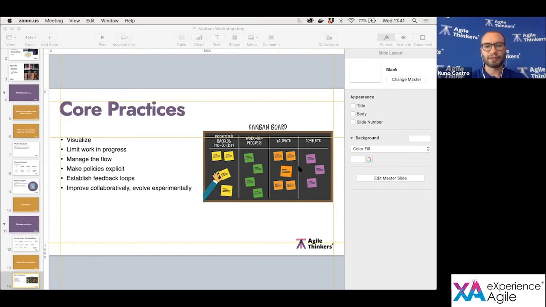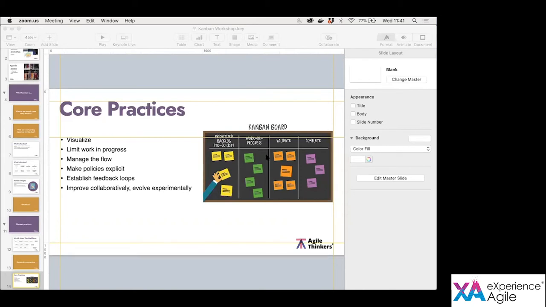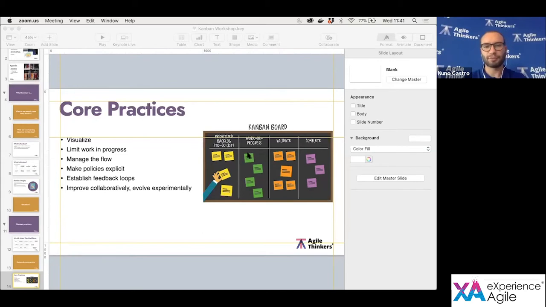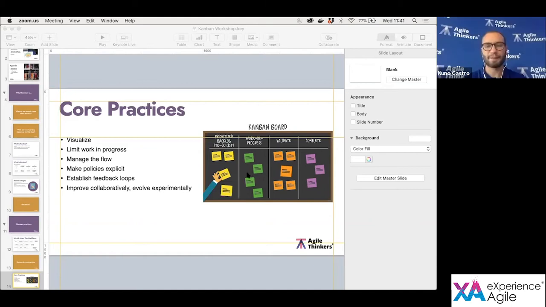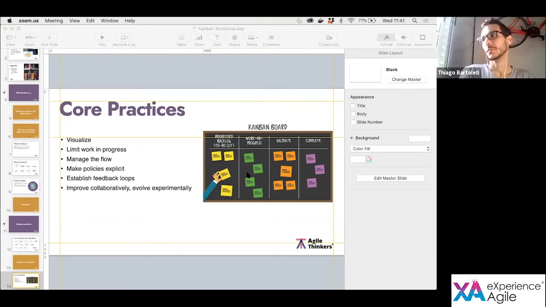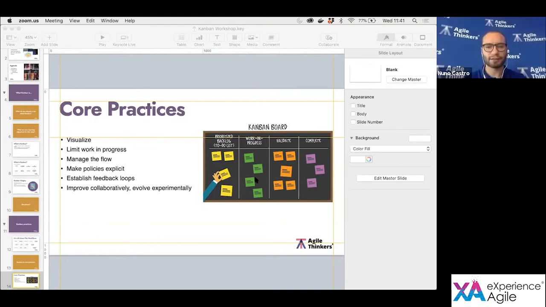Breakout room number four: Elsa Pita, Nuno Silva, and Rafael Basto. Which one do you guys want to pick? All are fine by me. Sorry? Anyone is fine by me. All right, so we'll go with limit work in progress. Breakout room number five, Thiago Bartoletti and Tomás Samuel. Which one do you guys want? Hello, guys. It can be the feedback loops. All right, feedback loops for you guys.